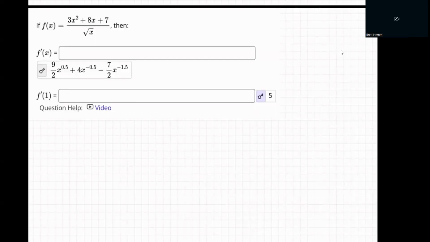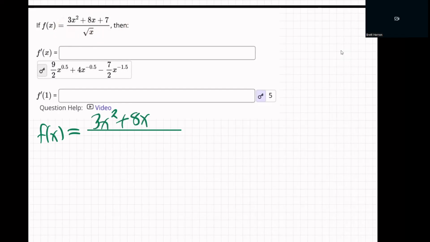This question, we have a big fraction. We're going to put this root under all these. Let me show you. So here, I'll bring it down. I want to take the derivative. So we have 3x squared plus 8x plus 7 over square root of x.